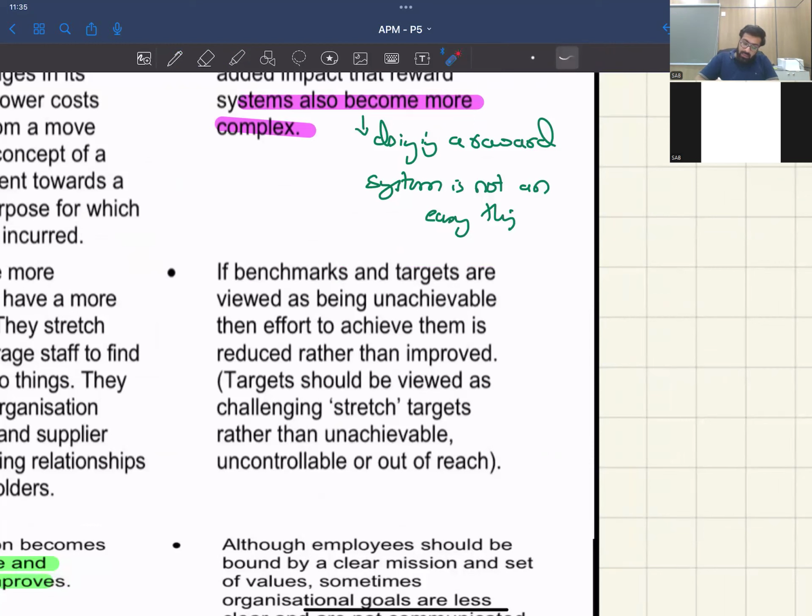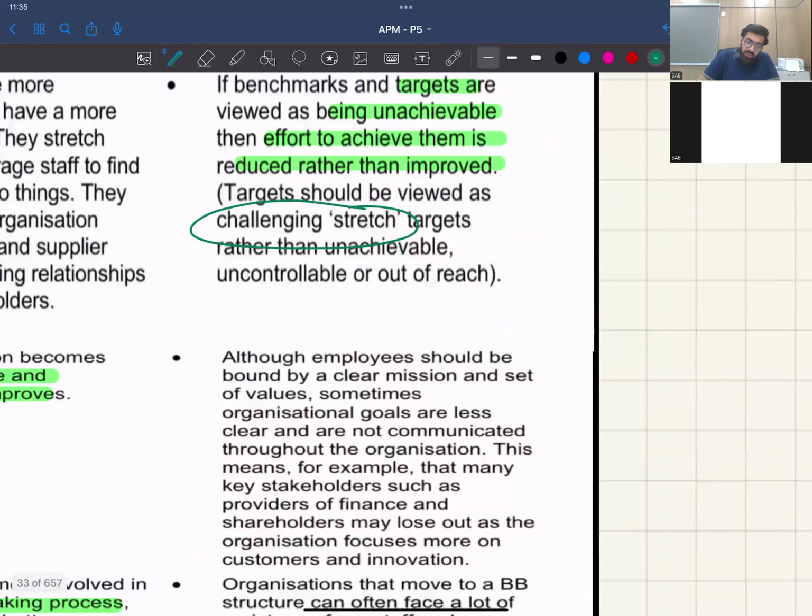Similarly, if you set an unrealistic target, an unachievable target, then how can this be followed? Targets should be viewed as a challenging stretch rather than unachievable. If some people see the revised targets as unachievable, it might not be motivating them.